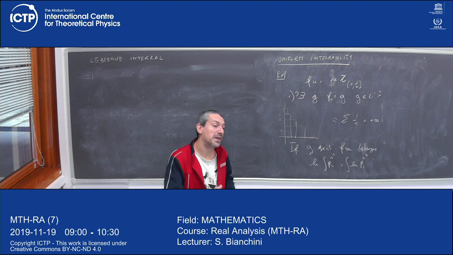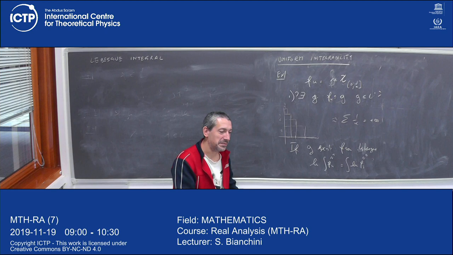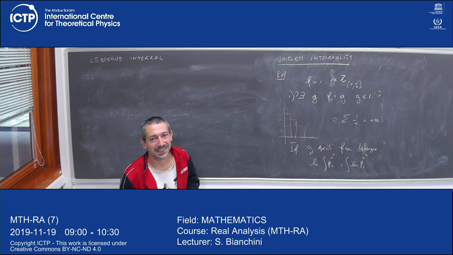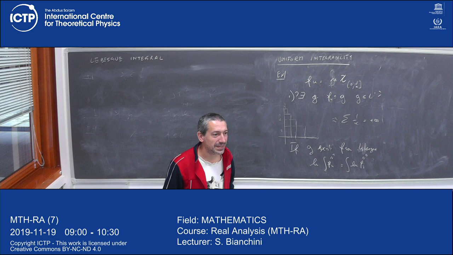Instead of having functions, I have measures, and the measure can have a mass on a set of Lebesgue measure zero, like the one we saw at the beginning. The easiest measure you can imagine, for which every set is measurable: the discrete one, just one, the delta. So in your opinion, this is going to what? Zero.